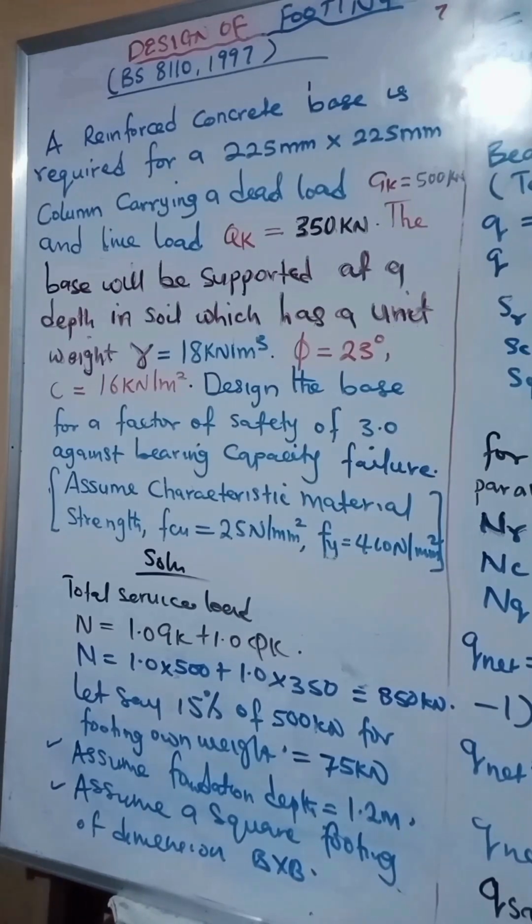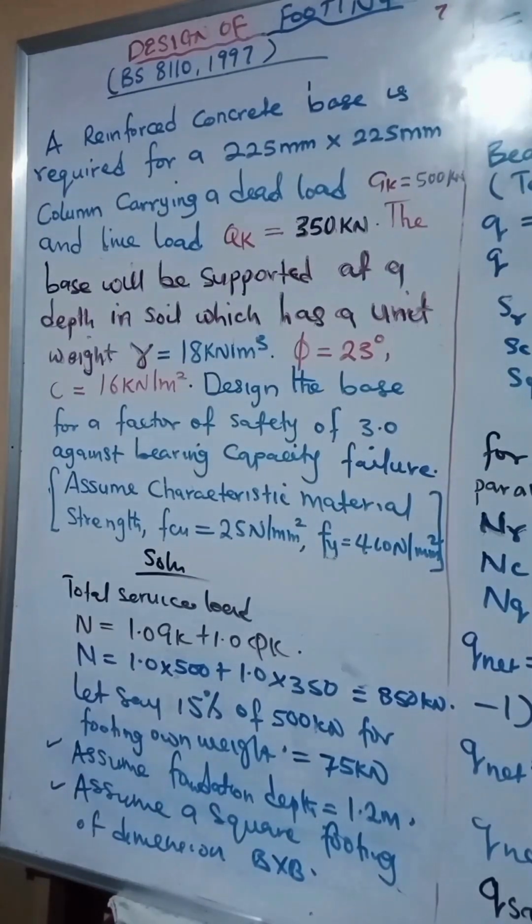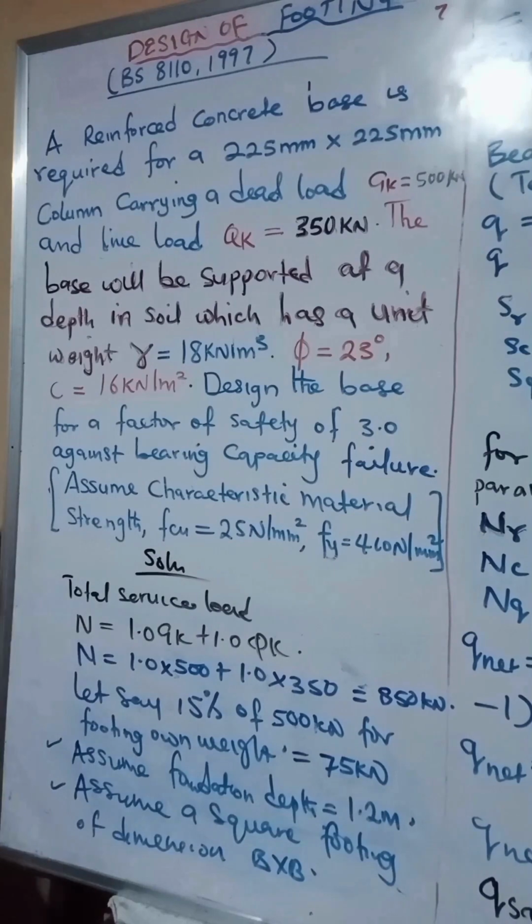Okay. Now, I have gotten the 75 kilonewton, which represents our footing self weight. The next thing we want to look at is the depth. From the question, you can see that we are not given the depth of the foundation. We do not know the depth. So, of course, we just assume that we are going to excavate the foundation to a depth of about 1.2 meters from the ground surface. So that is the assumption. So I said assume that the foundation depth is 1.2 meter, from the ground surface.